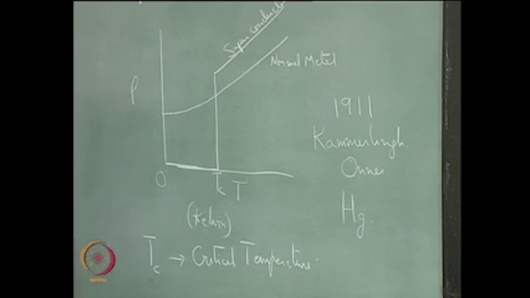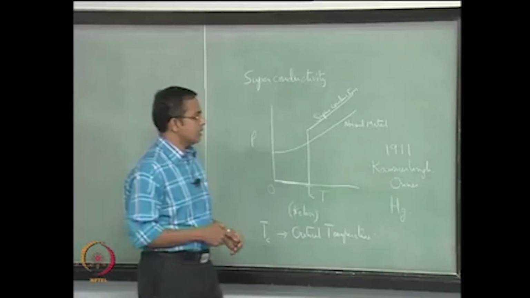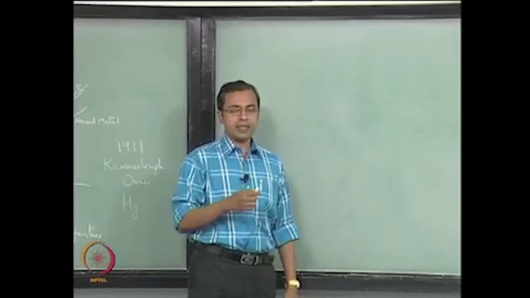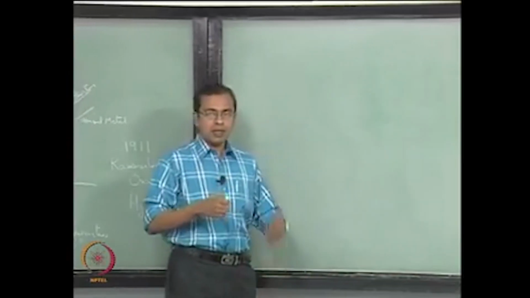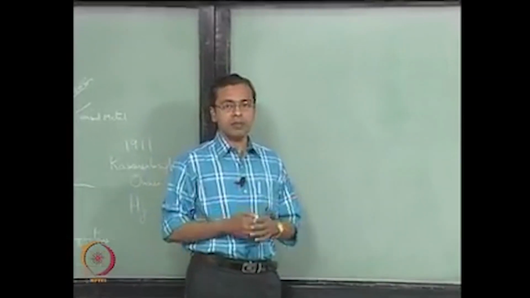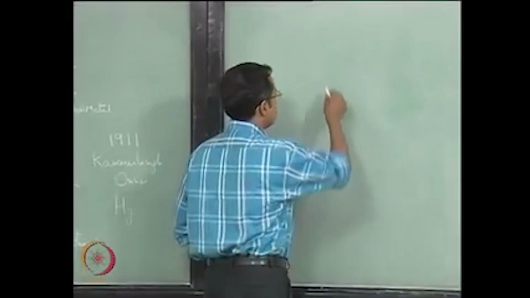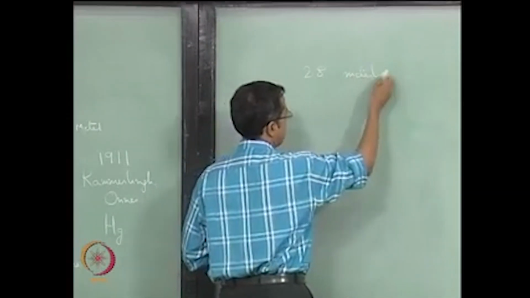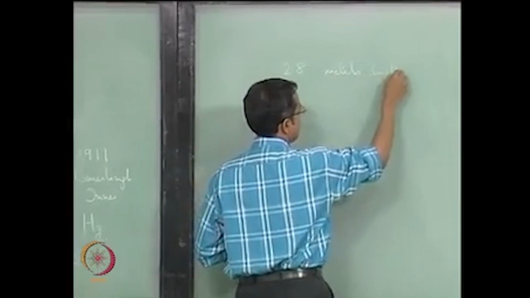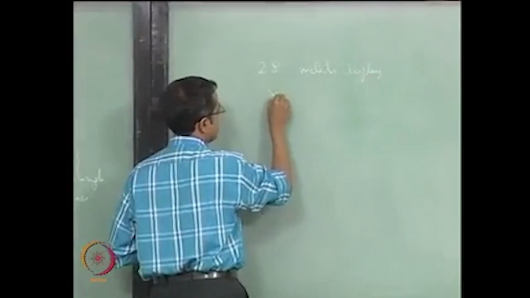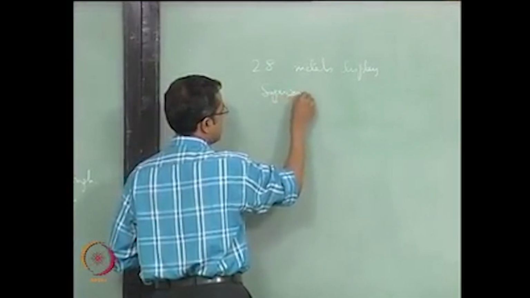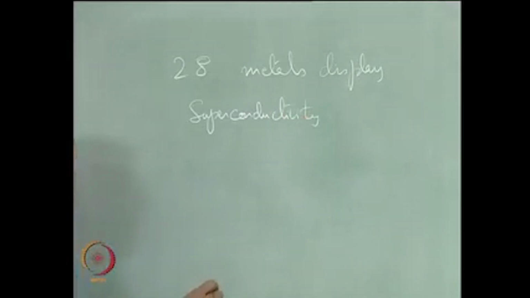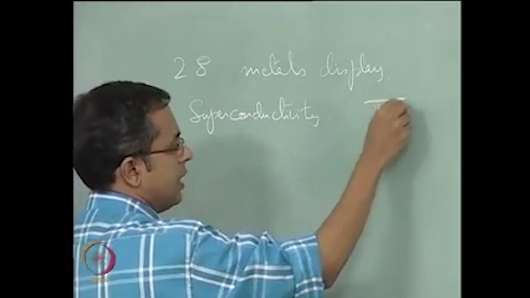Since then, various materials have been investigated to see if the phenomenon of superconductivity can be observed in them, and it turns out that something like 28 metals display superconductivity, and usually this occurs at temperatures less than about 10 Kelvin.